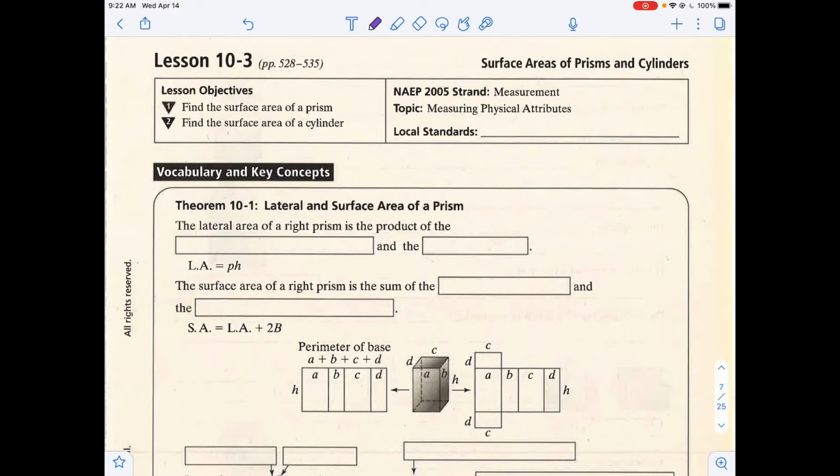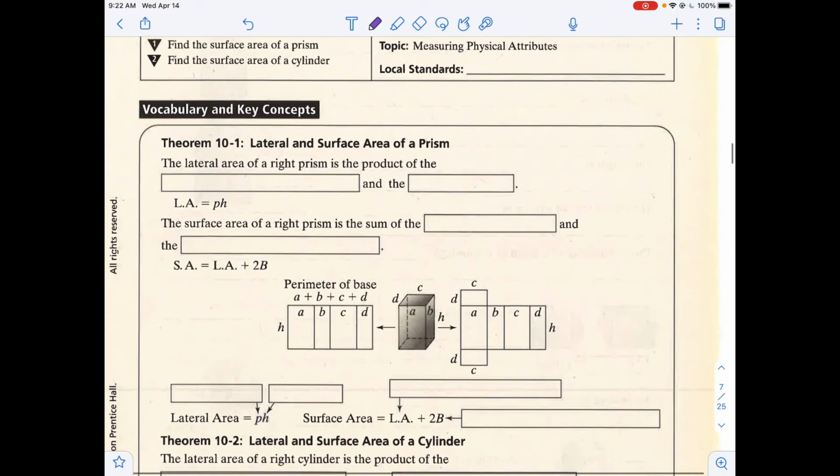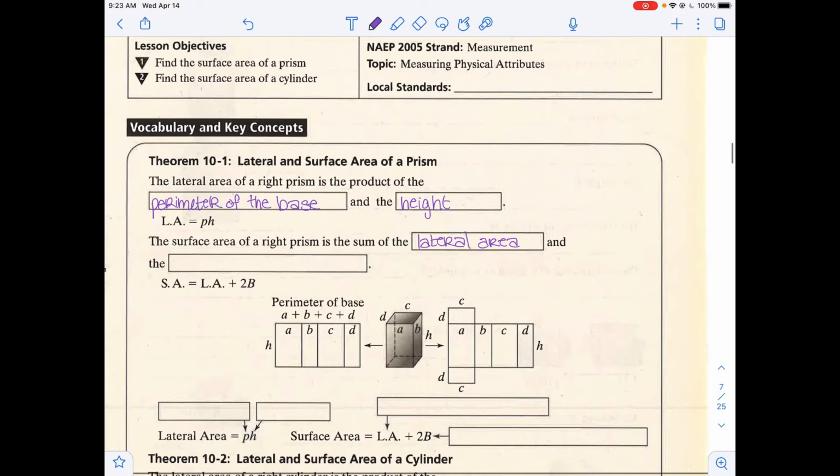The lateral area of a right prism is the product of the perimeter of the base and the height. So you find the perimeter, multiply it by the height. The surface area of a right prism is the sum of the lateral area and the area of the two bases.